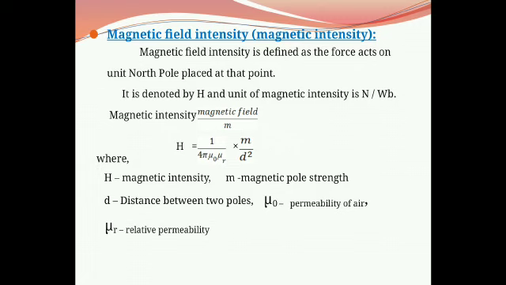And when we consider an equal sign in the next step, we consider a constant on the right hand side, and here the constant is taken as 1 upon 4 pi mu 0 mu r into M upon D square, where H is magnetic intensity, M is magnetic pole strength, D is the distance between two poles, mu 0 is permeability of air, and mu r is relative permeability.